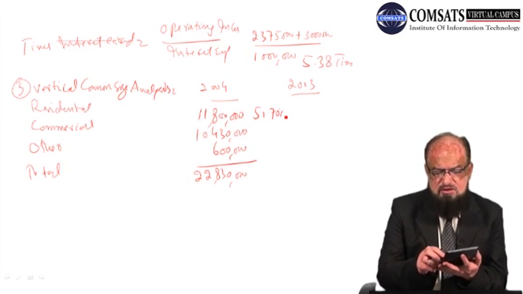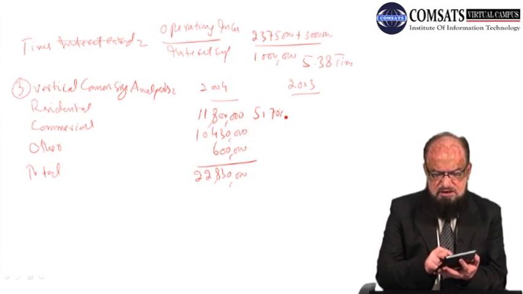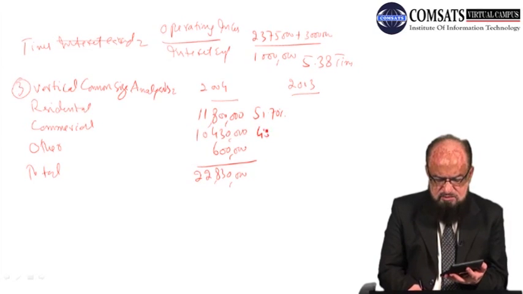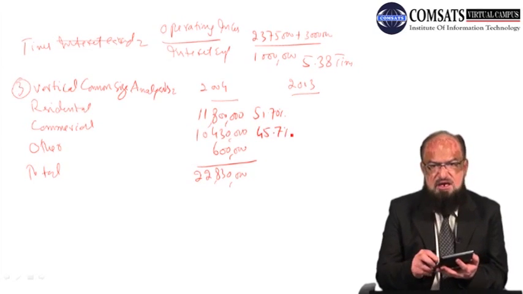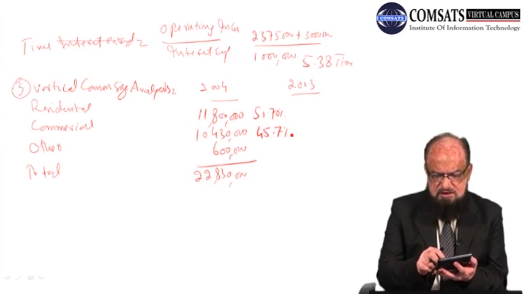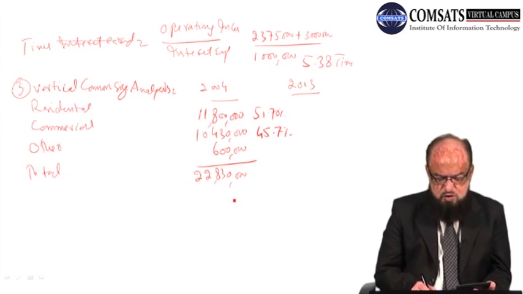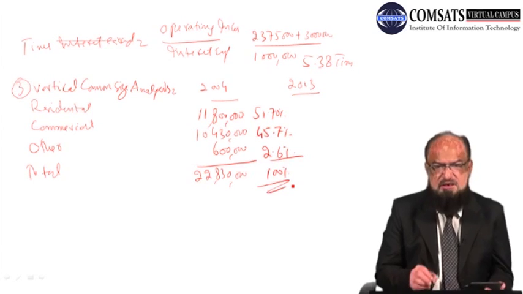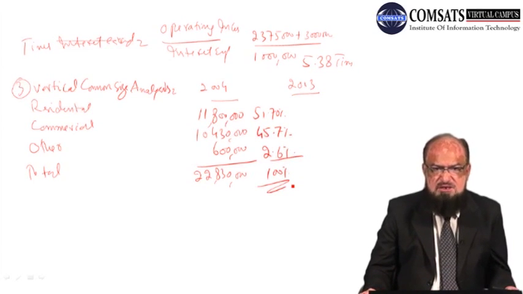Now we can calculate another amount, that is commercial. 10430 3 टाइम 0 डिवाइडेड बाय 22,830. जो हमने टोटल की उससे हम डिवाइड कर देंगे, मल्टीप्लाई बाय 100. दैट विल बी 45.7%. लास्ट वन इज 600,000 डिवाइडेड बाय 22,830 मल्टीप्लाई बाय 100. दैट विल बी 2.6%. जब हम इनका टोटल करेंगे दैट विल बी 100%. दैट इज कॉल्ड वर्टिकल कॉमन साइज एनालिसिस.